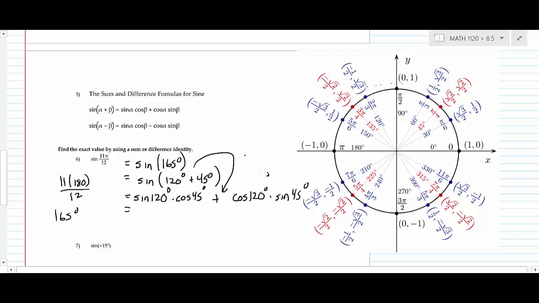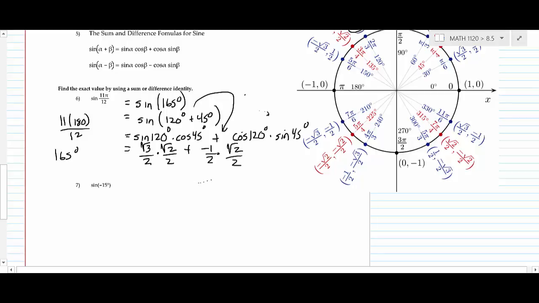Okay, so let's see. The sine of 120. Look at 120. The y value is the sine, so that's going to be square root of 3 over 2. Cosine of 45: the x value is the cosine. If you don't have cosine and sine of 45 memorized by now, you need to get them down, because that's the easiest one to remember and it shows up a lot. Cosine of 120 is the x value, so that's negative 1/2. Then the sine of 45 is the y value, so that's root 2 over 2. Everybody with me on that? Sine is y, cosine's x.